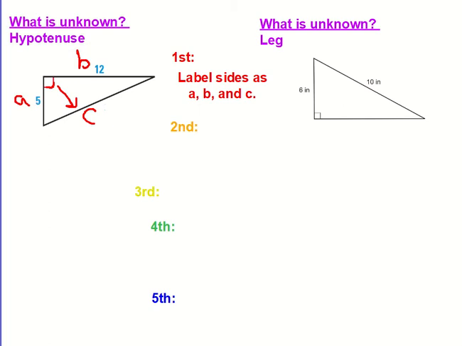In the next example, do the same thing. Find your right angle. The side opposite that is C. Label the other two sides as A and B. So that's our first step. The first step is identical.